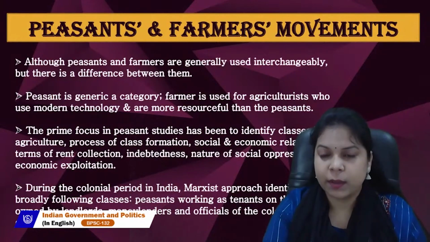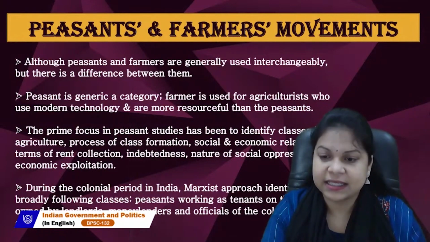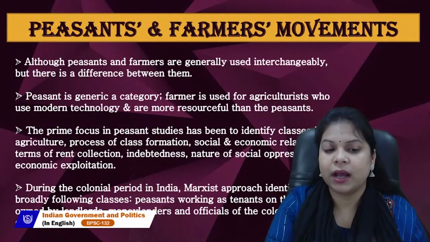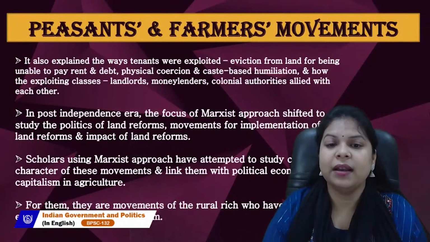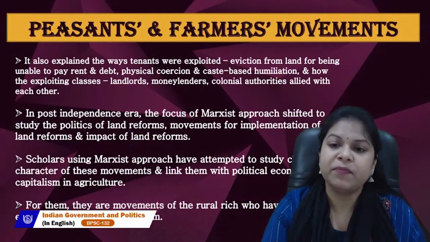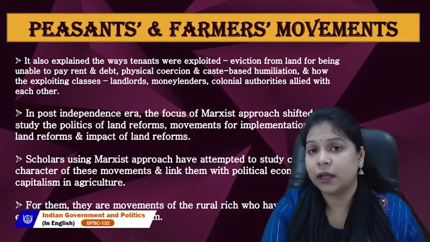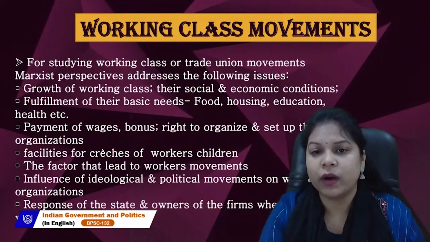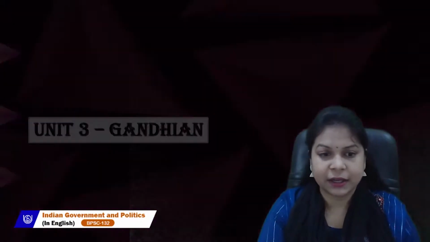So the Marxist approach talks about the class formation processes and how to identify classes in agricultural rural lands, and then they see how the poor people are harassed or exploited by the rich landowning classes. They use rent, so they evict persons from the land for being unable to pay rent or debt. Physical coercion was also used, and caste based humiliation was also used. And then we moved forward to working class movements and how the Marxist approach impacts the Indian state.